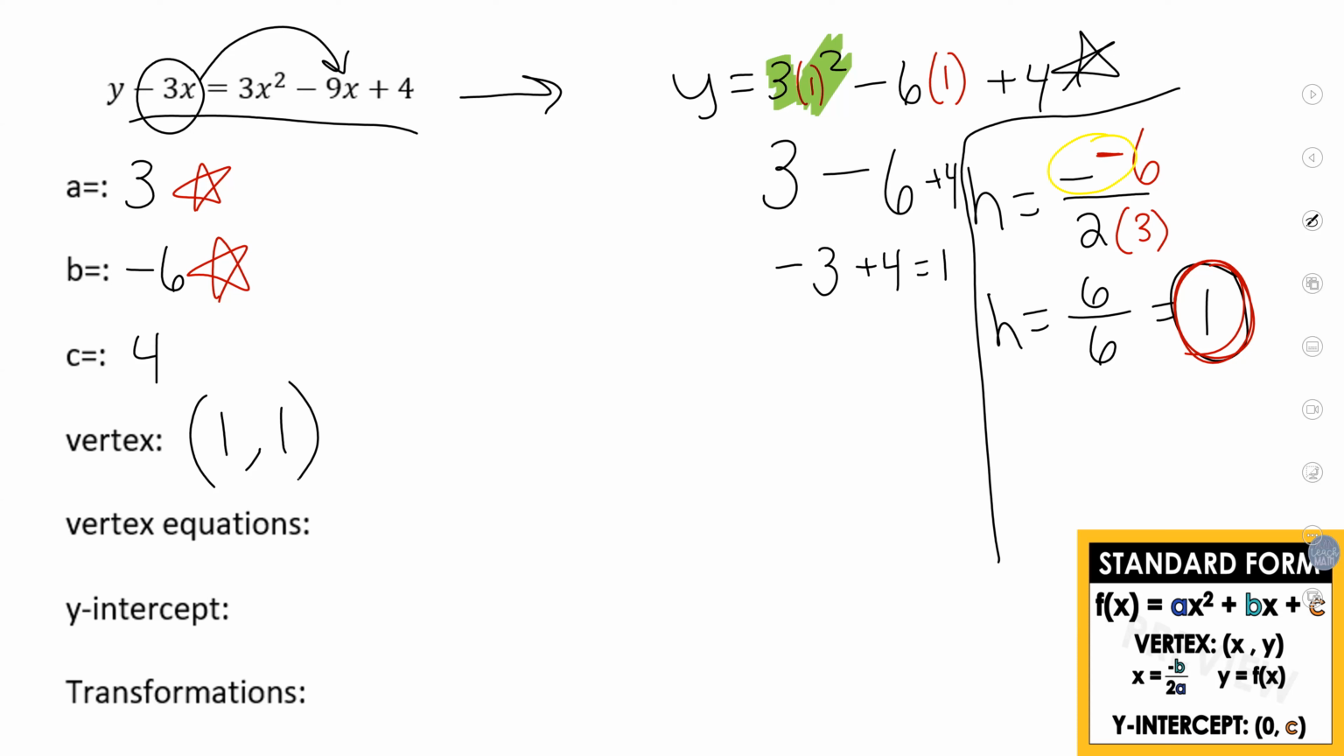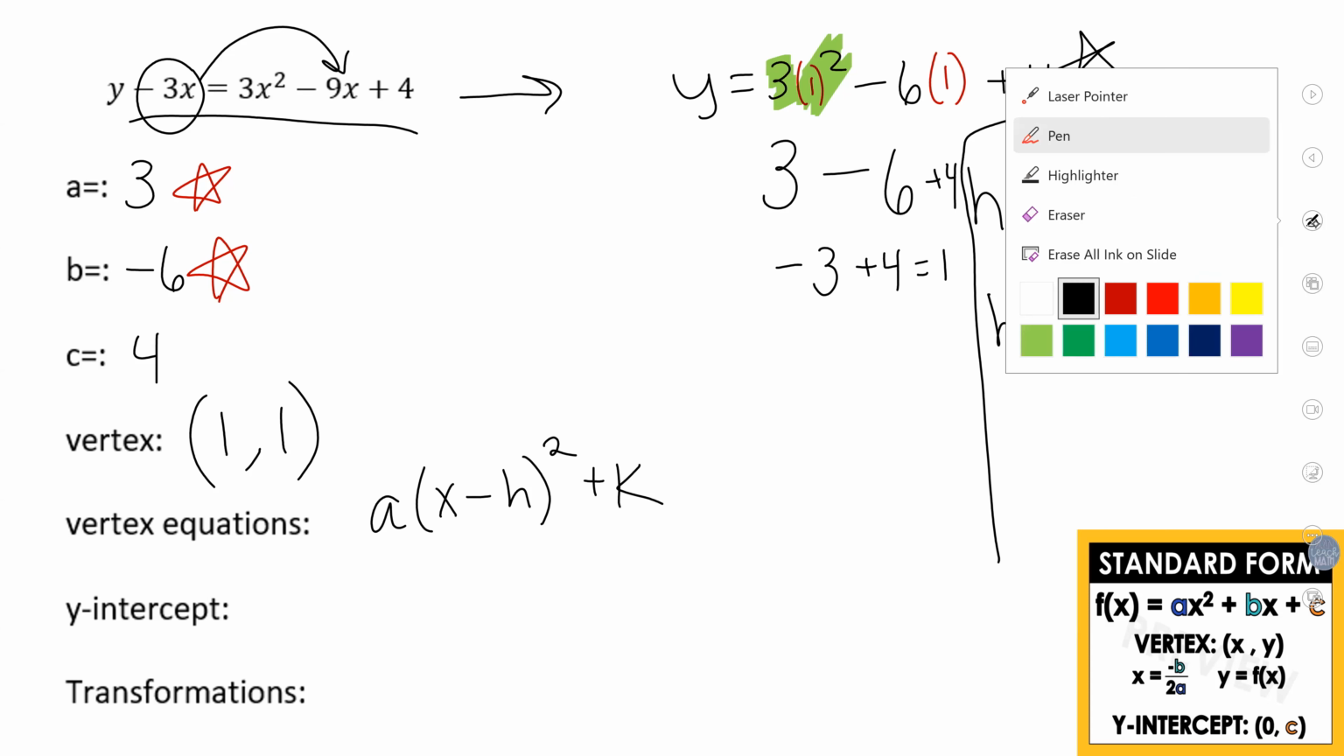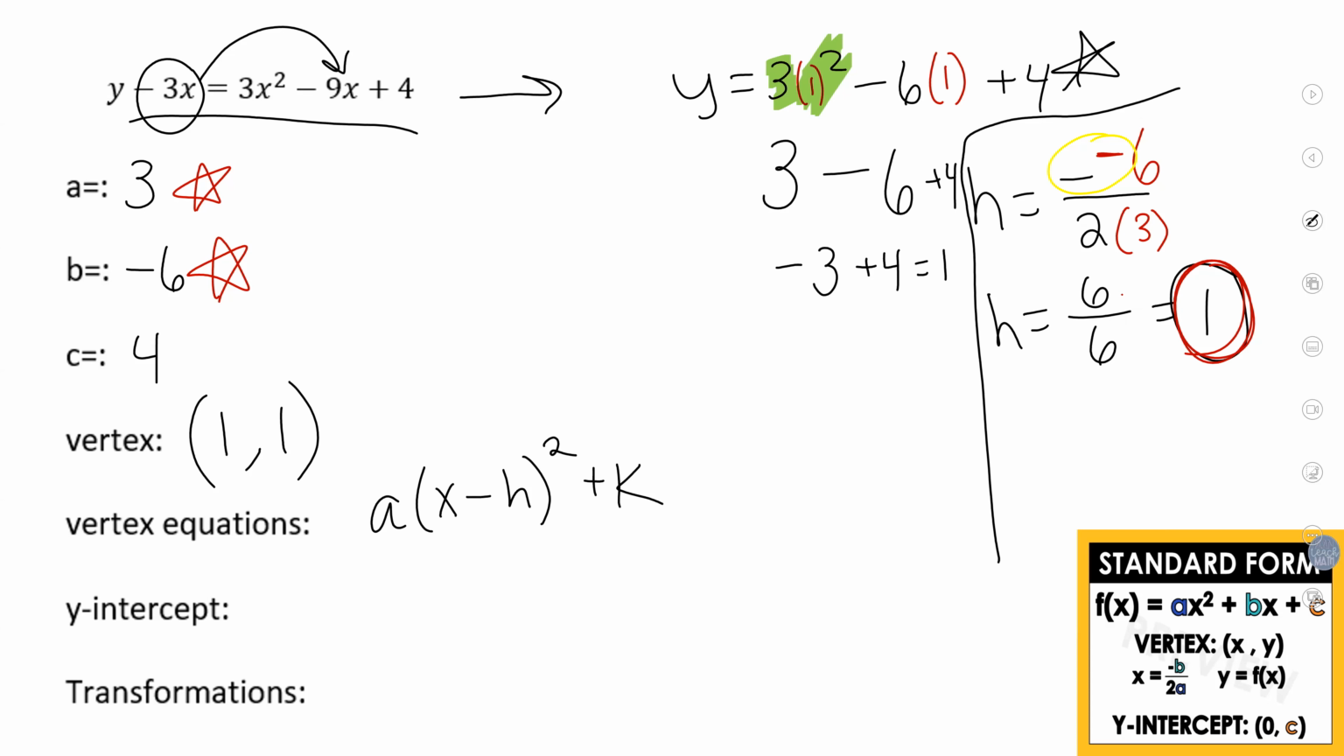Okay, now the vertex form equation. Vertex form is a times x minus h squared plus k. Now, before we start, I want every single person to label the vertex. This is h and this is k.